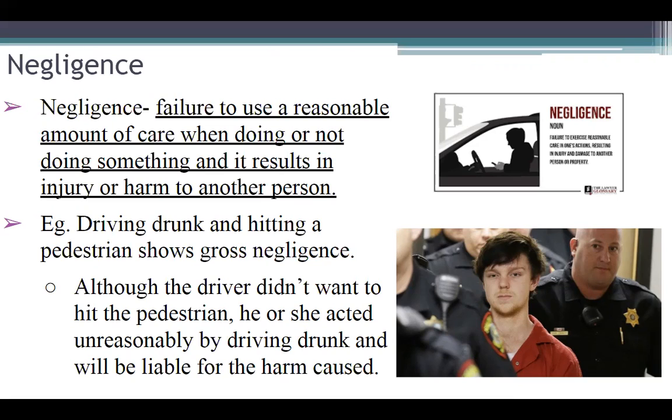So the lesson is just don't drink and drive, right? But there are other examples of negligence that do not involve alcohol, right? Anytime you fail to use a proper amount of care when you're doing something, for example, if you're not wearing safety gear, or if you are not taking precautions, you can be charged with negligence. You see this in a lot of cases with parents who don't take proper care of their children.